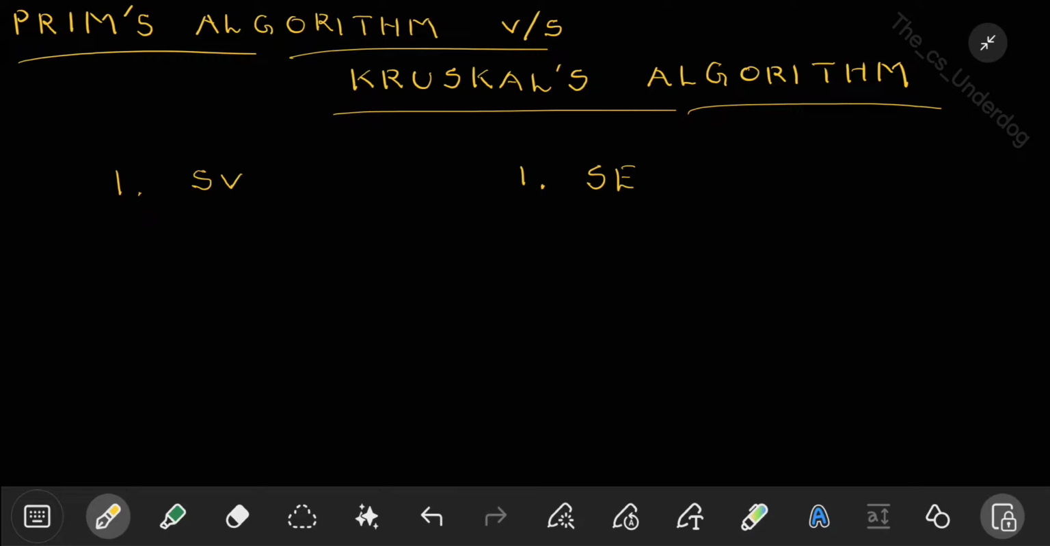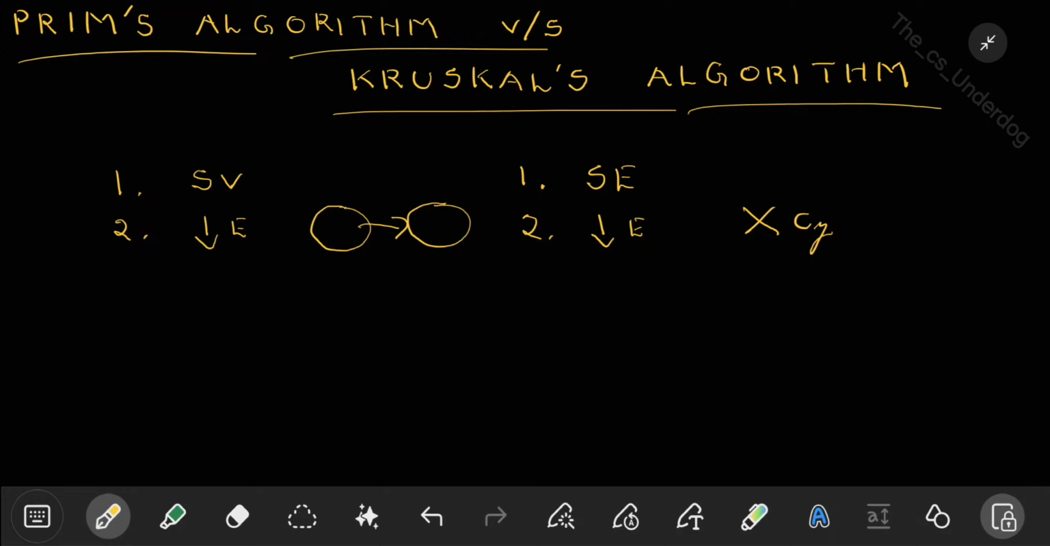And what happens at each step? In each step, in case of Prim's algorithm, you will add whichever is the minimum weighted edge that is connecting a vertex which is already in your MST to a vertex which is not yet part of your MST. What about Kruskal's algorithm? In Kruskal's algorithm, you will add the smallest weighted edge that does not form a cycle with whichever edges you are already having in MST.